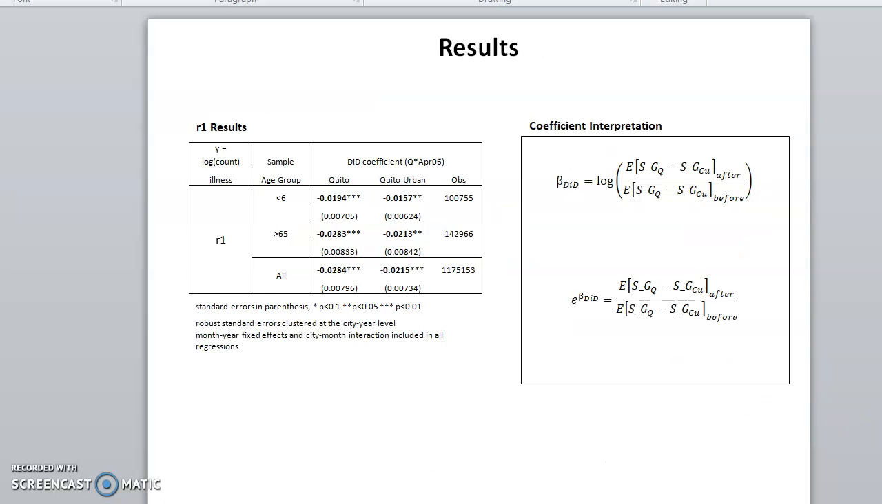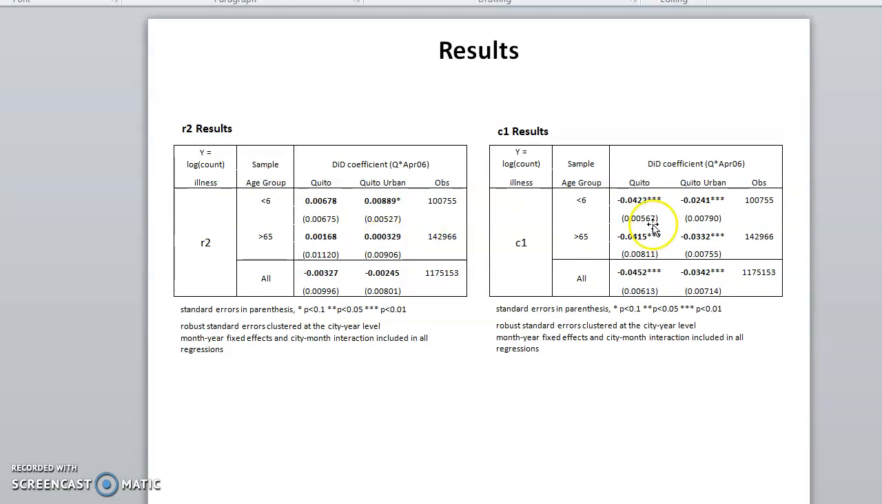And my results were interesting in that I found negative significant results for R1, which was acute respiratory illness. And I also found negative statistically significant results for C1, which are cardiovascular illnesses. I didn't find the same for R2, which are chronic respiratory illnesses. And that was expected after I did my residual analysis.